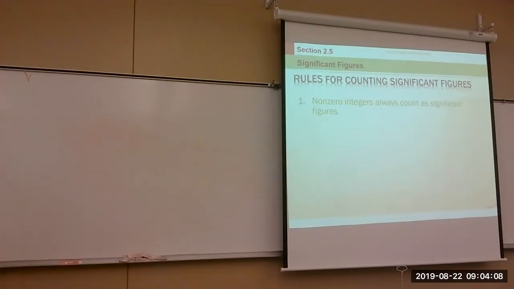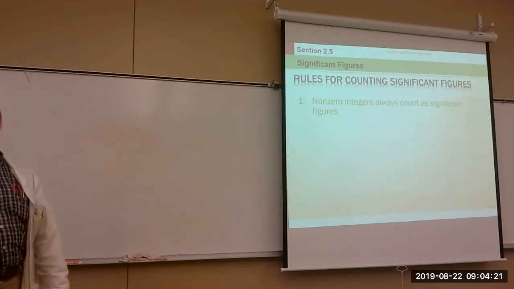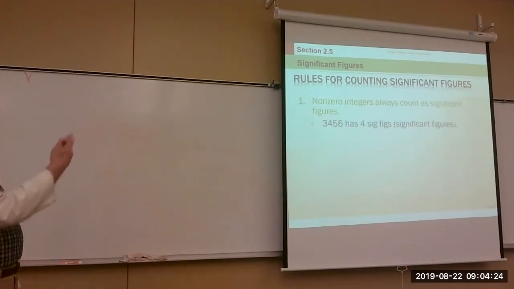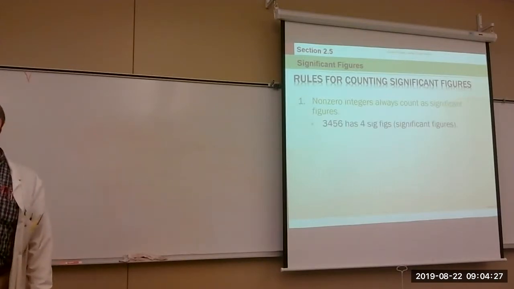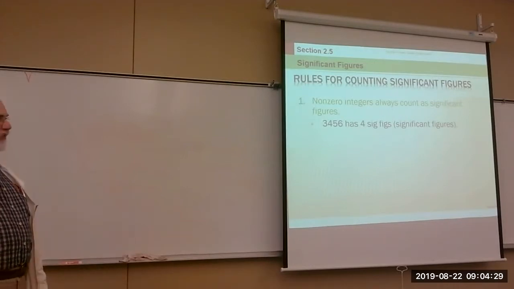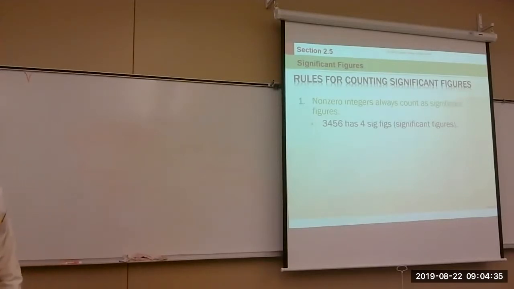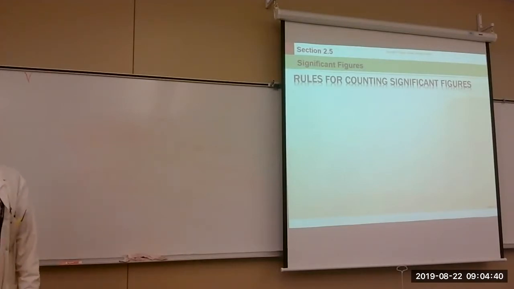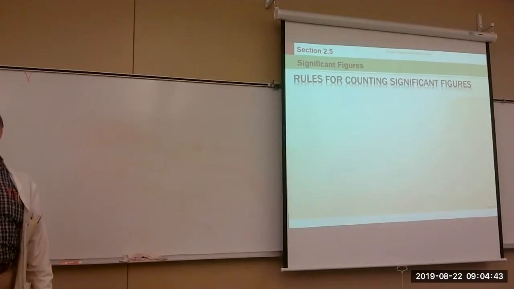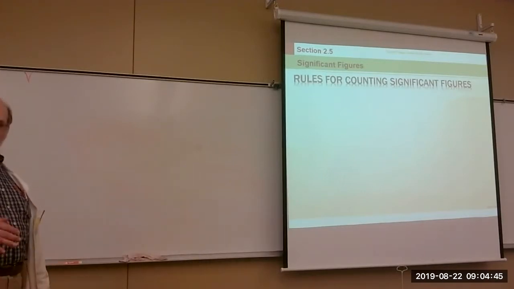So first we say, how do we count significant figures? Well, non-zero integers in a measurement are always significant. Anything from 1 to 9 is a significant digit. So this one has 4 significant figures. They're all non-zero. Those are the easy ones. If you've got a number with all non-zeros, you're good to go. But if there's a zero stuck in there, we have to know where the zero is as to whether it's significant or not. Because sometimes they are and sometimes they aren't.